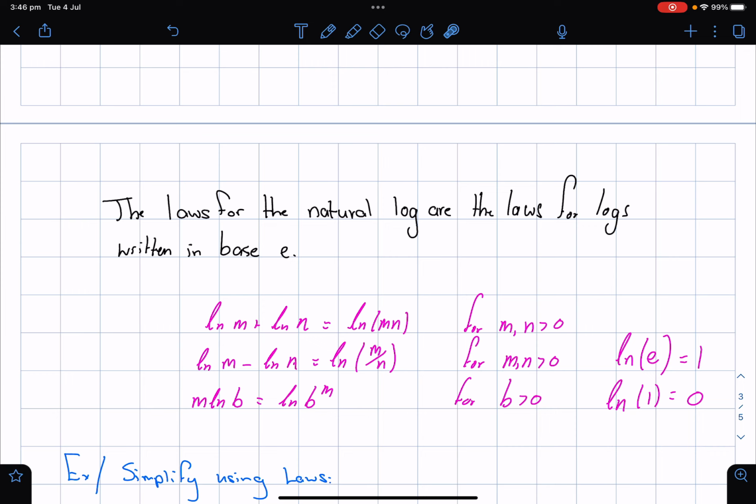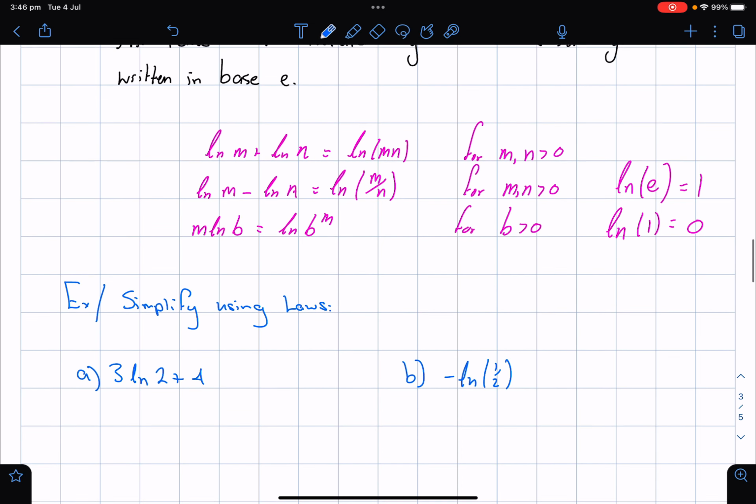So in the last video, I used log 10 to represent 1 most of the time. When we've got an equation or an expression with natural logs, we use the natural log of e. So let's do some examples.